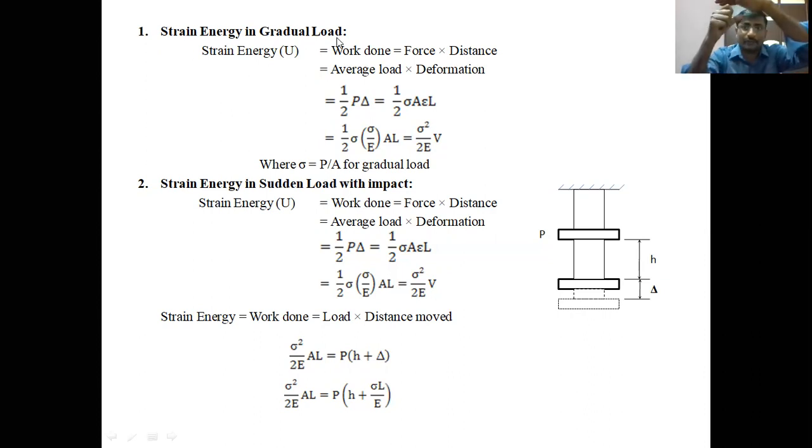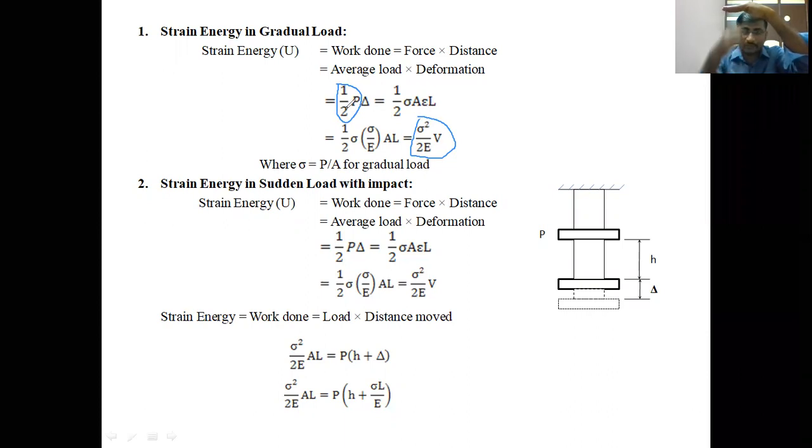If we apply the load on a material gradually from 0 to maximum, the strain energy formula already derived is sigma square by 2E into volume. Sigma square by 2E into volume is the formula to calculate the strain energy in gradual load. Why? Because we are taking here half into P. That means we are applying it gradually, and the load varies from 0 to maximum. Maximum is P. Minimum is 0.